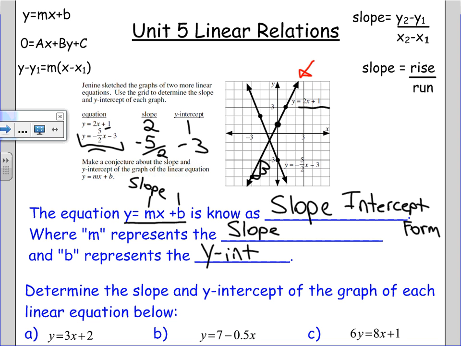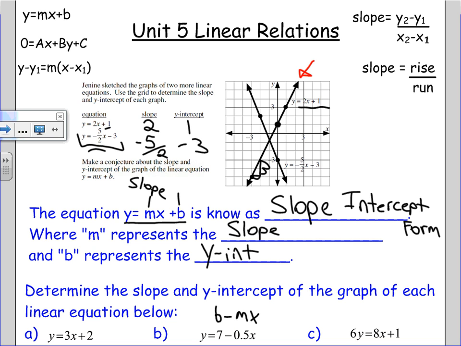For B, what's your slope, Maya, for B? Negative 0.5. So notice that they flipped where the mx and the b are. All they've done is they've rewritten it as b minus mx. So yeah, Maya's right, the slope is negative 0.5. So what would be the y-intercept of B? 7. 7 would be your y-intercept.